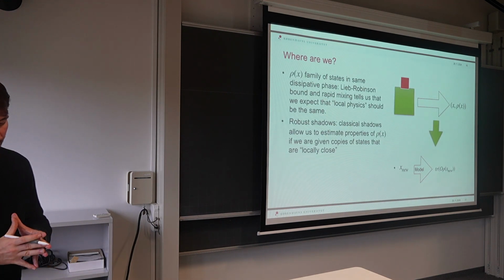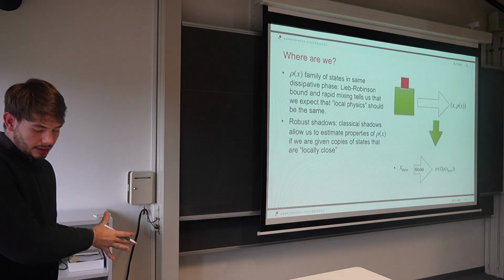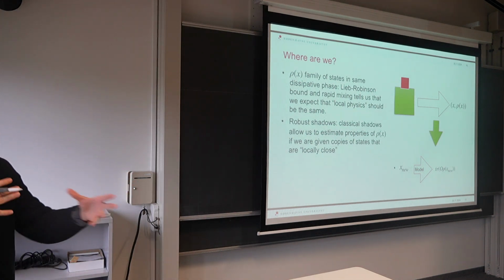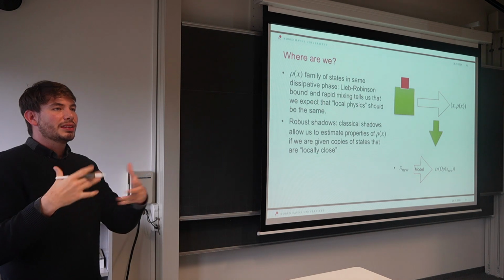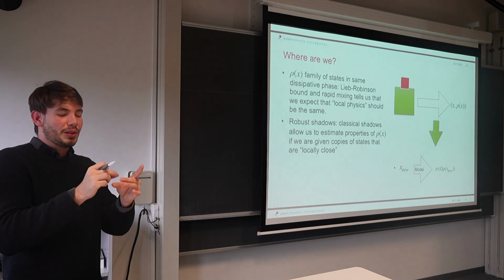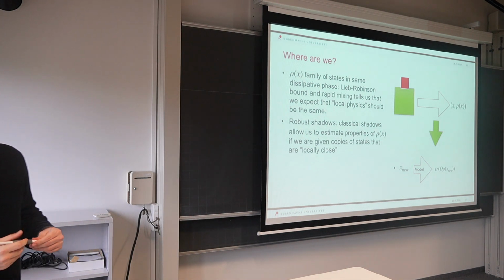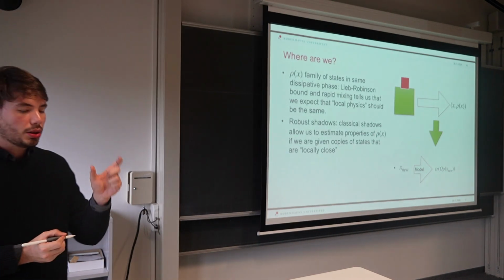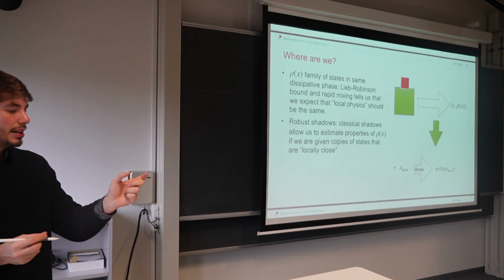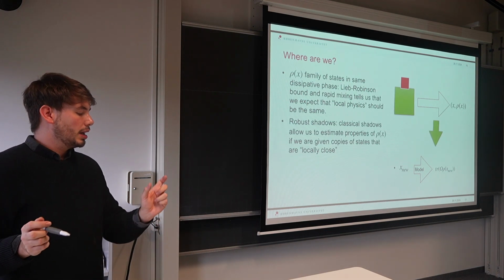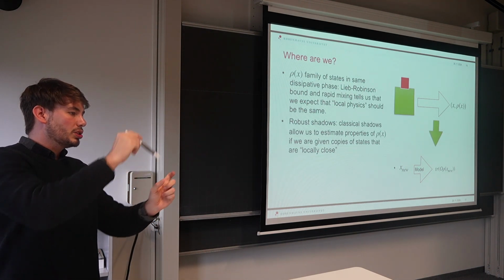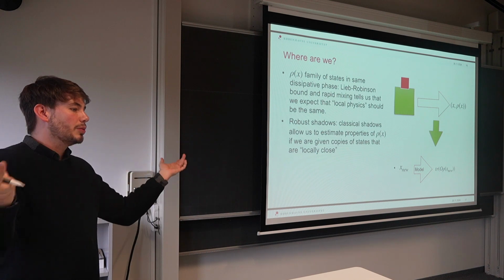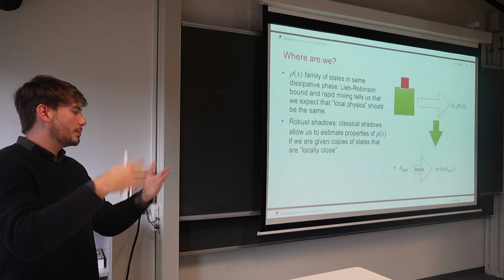Well, we were saying before that we have these Lieb-Robinson bounds, we have this rapid mixing, and it tells us that the local physics of different states should be similar if they're close enough as well in this phase, right? And robust shadows tells us that if we want to look at local properties of a state, it's not really necessary to get exactly the same state. We just need to get a bunch of states that are not too far off locally, and the estimator will work equally well, okay, and with similar scalings.